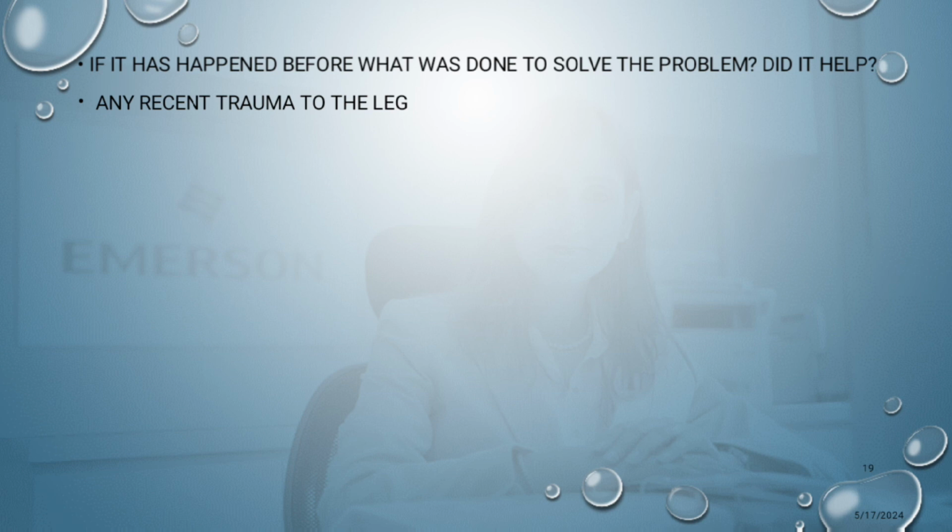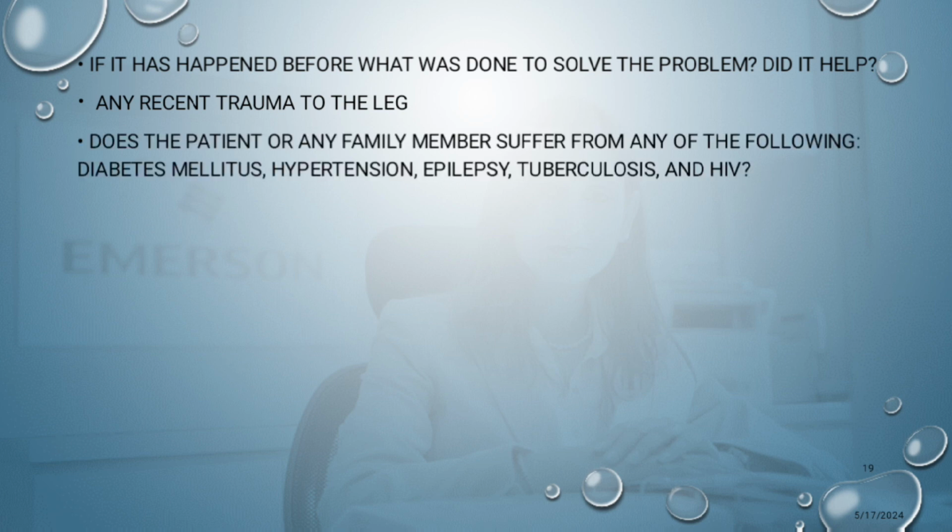Did you experience any trauma to the leg, or did something pierce you and you neglected it, or you didn't do anything about it because you were not bleeding? Does the patient or any family member suffer from diabetes mellitus, hypertension, epilepsy, tuberculosis, HIV? This is past medical history and family history. But like I said, you yourself have to bear in mind what you are asking. That's how it is.